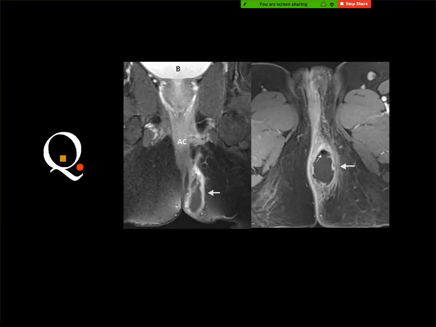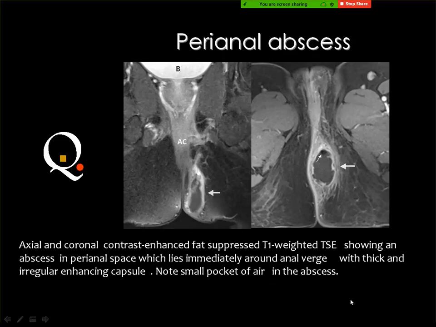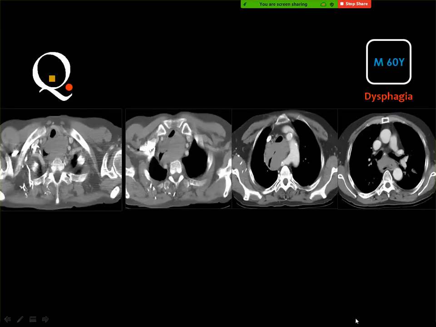Abscess. Perianal abscess. Renal abscess. Yes, what does this arrow point to? Air. Yes, and this is air inside the abscess, with edematous changes as well as inflammation.